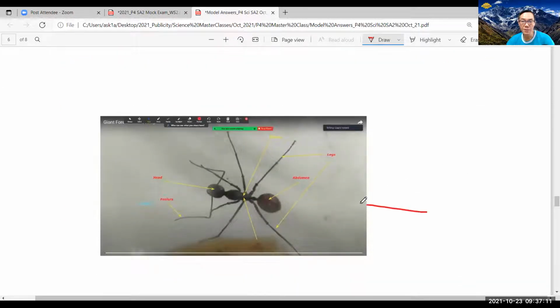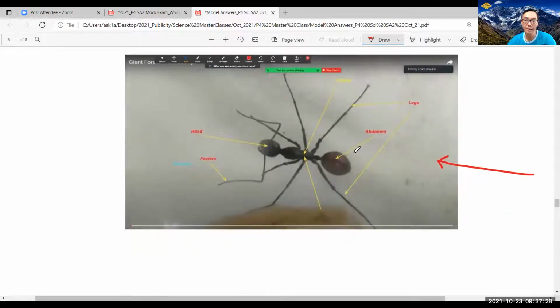Okay, interestingly, I showed them this during the training. This ant is actually a giant forest ant. And I particularly show it because many students have forgotten what an insect looks like. Insect has 3 body parts. The next important fact is, if you examine carefully, the 6 legs originate from the thorax, from the thorax.